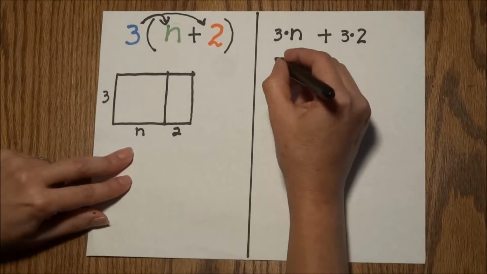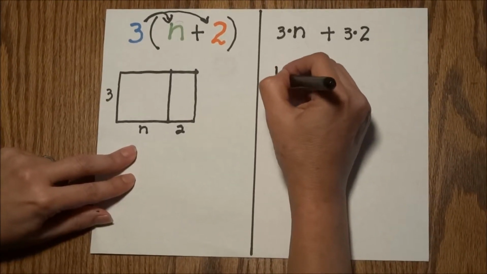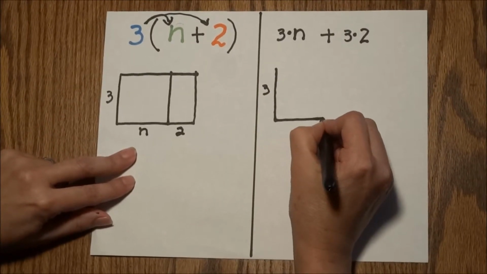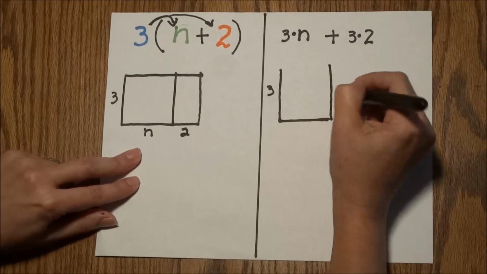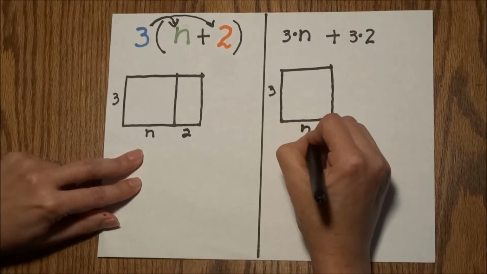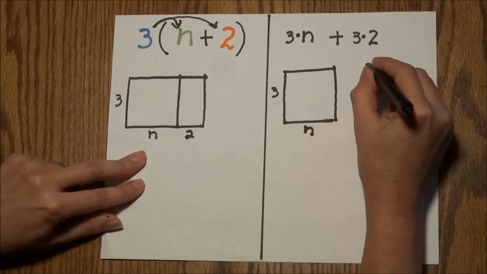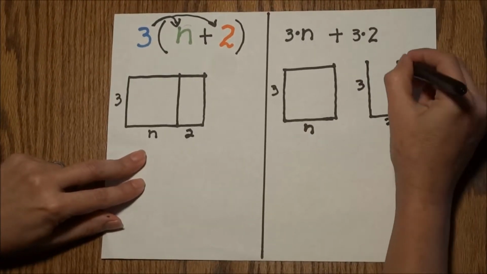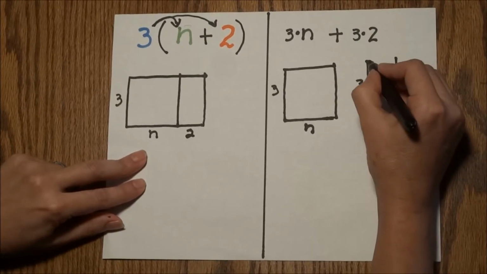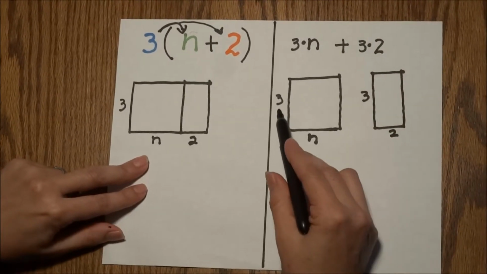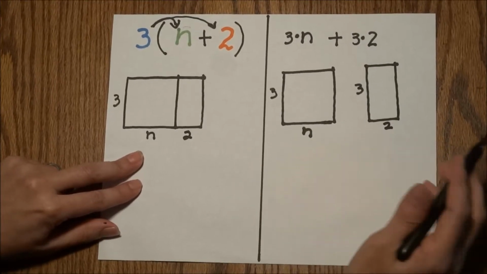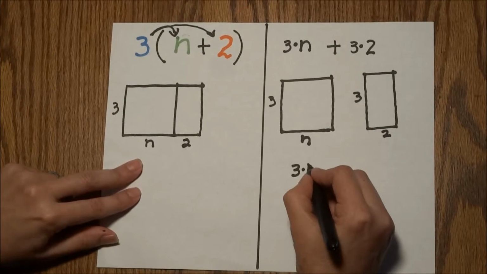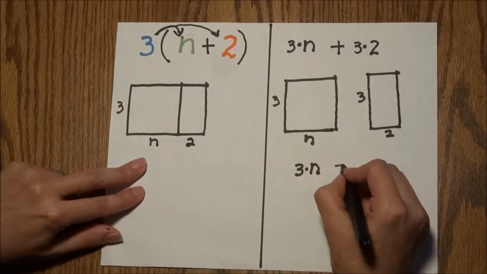Now let's draw the rectangle now in the 2 sections. So 3 is the height, n is the base, then the other section, 3 is the height, the number that we're distributing, and 2 is the base. So here, 3 times n, I don't know the value of n, so I'm just going to write it 3 times n, and we have the addition.